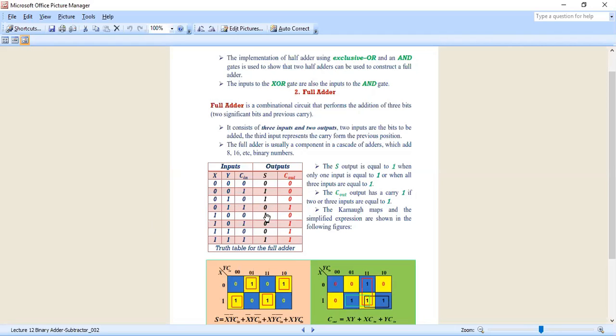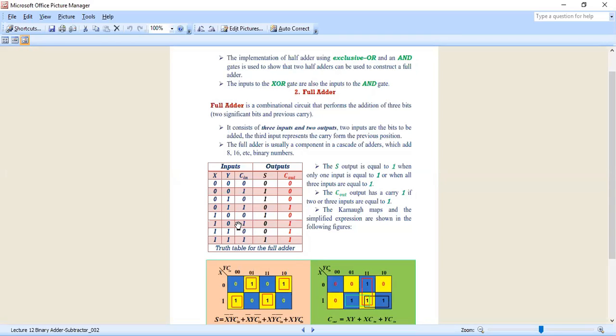1 0 0: sum 1, carry 0. 1 0 1: sum 0, carry 1. 1 1 0: sum 0, carry 1. 1 1 1: 1 1 is 1 0, and 1 0 plus 1 is 1 1, so both sum 1 and carry 1. So this is the full adder truth table.